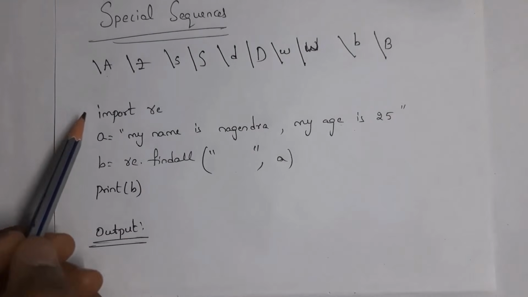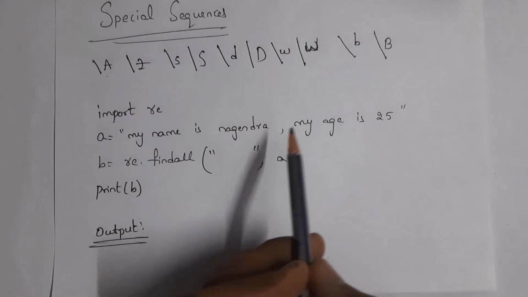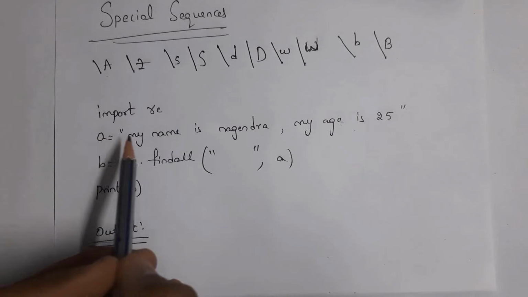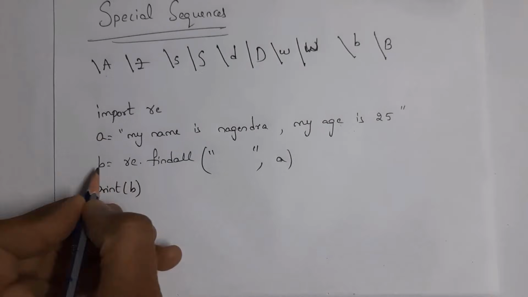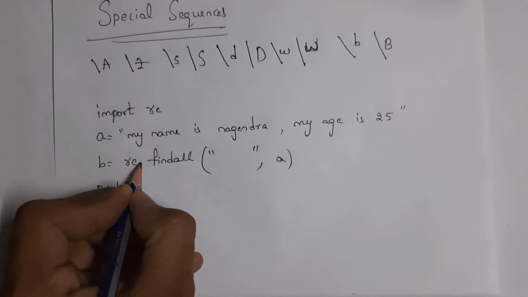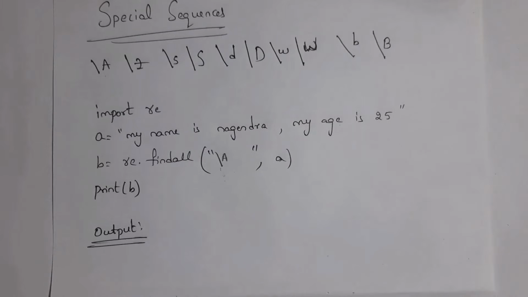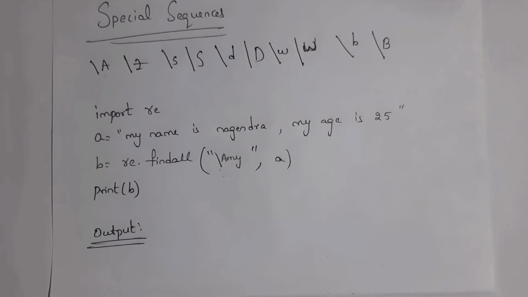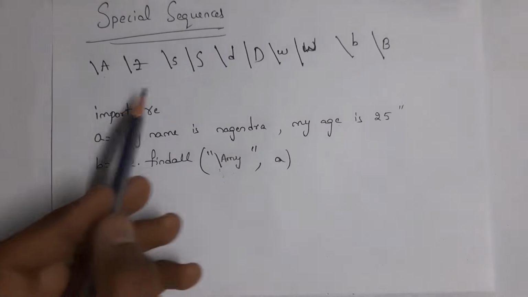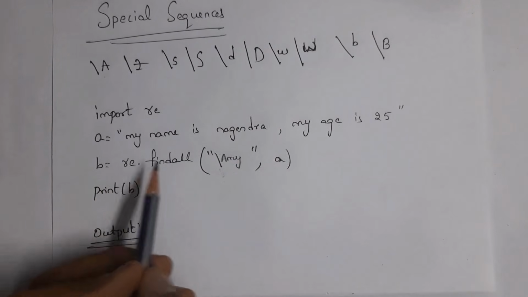This is program. At first you need to import RE. After that I written A equal to my name is Nagendra, comma, my age is 25, where you need to represent the string in double quotations, or you can also use single quotations. Next I written B equal to RE dot find all. Guys, for each and every special sequences you can use find all function. So inside find all function I am writing slash A and I am giving here my. Guys, we represent all these special sequences with backslash symbol, and for all these special sequences you can use find all function. So just I written here B equal to RE dot find all.